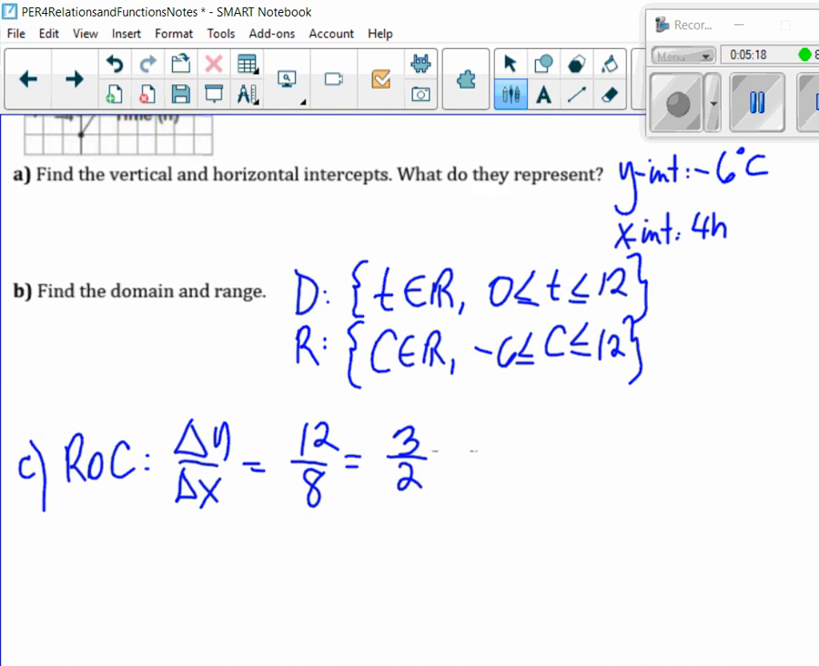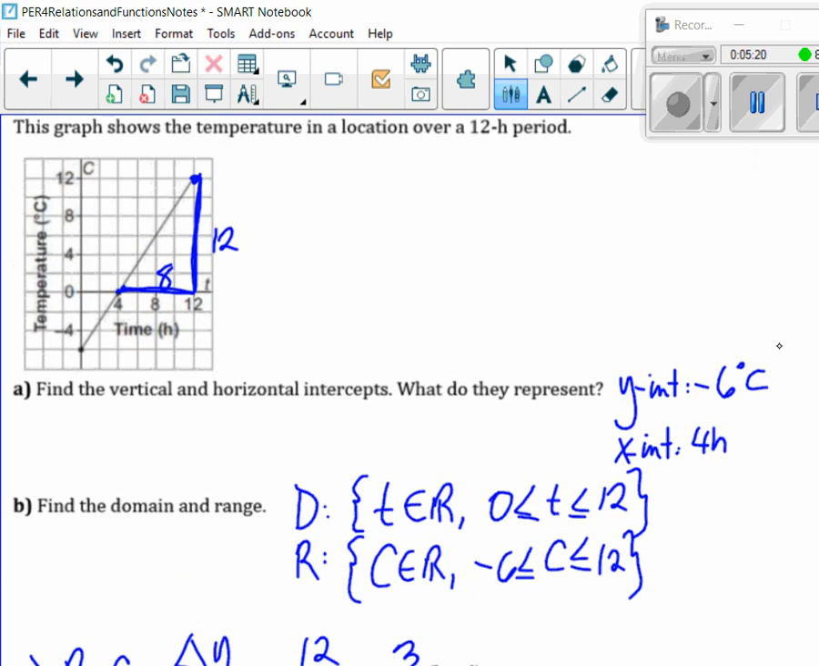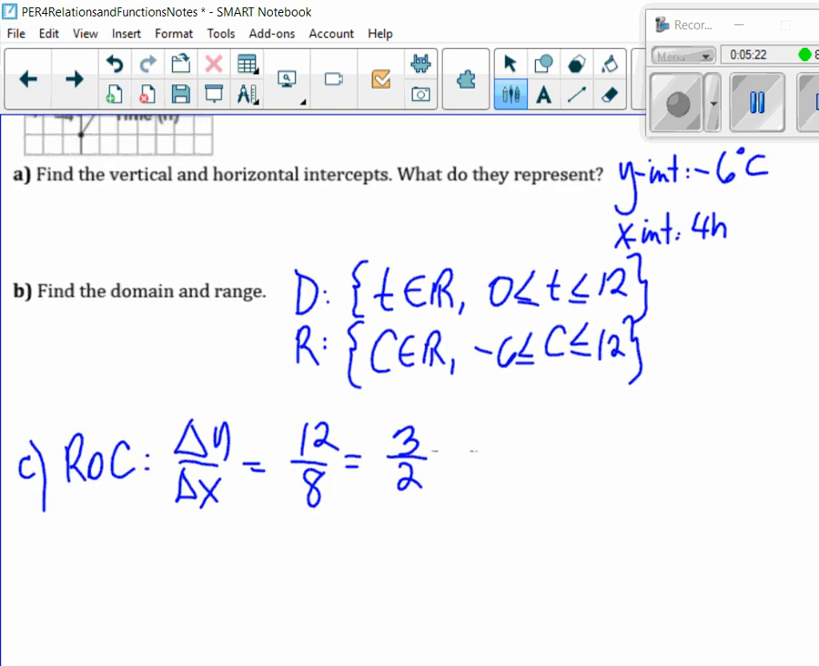And what would my units be? Degrees Celsius per hour. Does anybody know what that means? 3 over 2? You probably want to change that to 1.5, then it makes more sense. For every hour, it changes 1.5 degrees Celsius. That's essentially what it's saying.